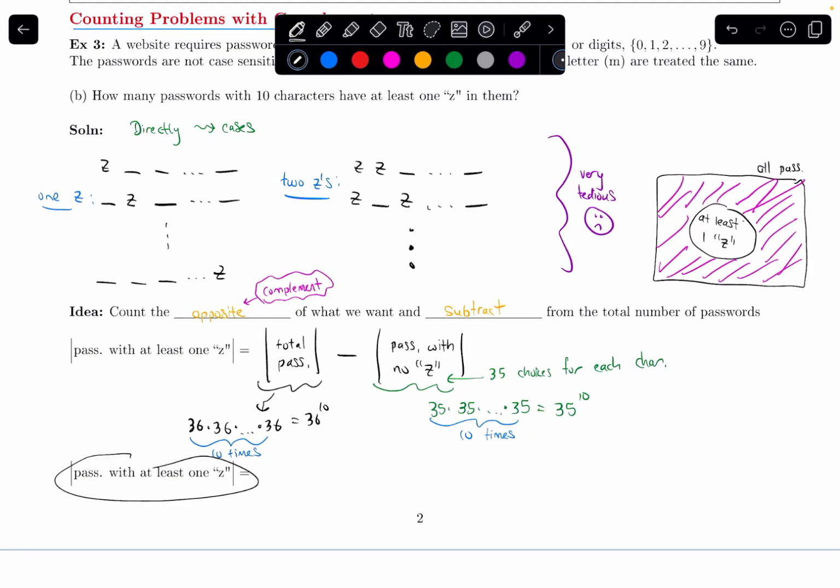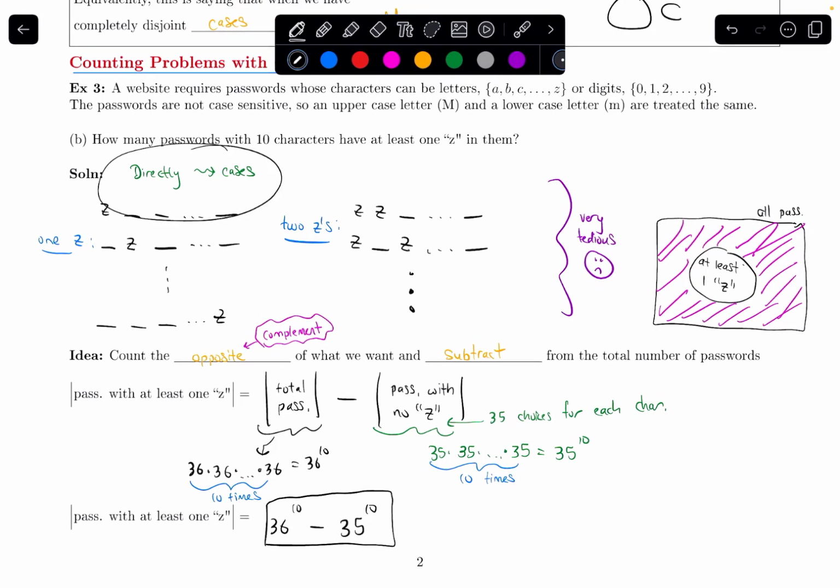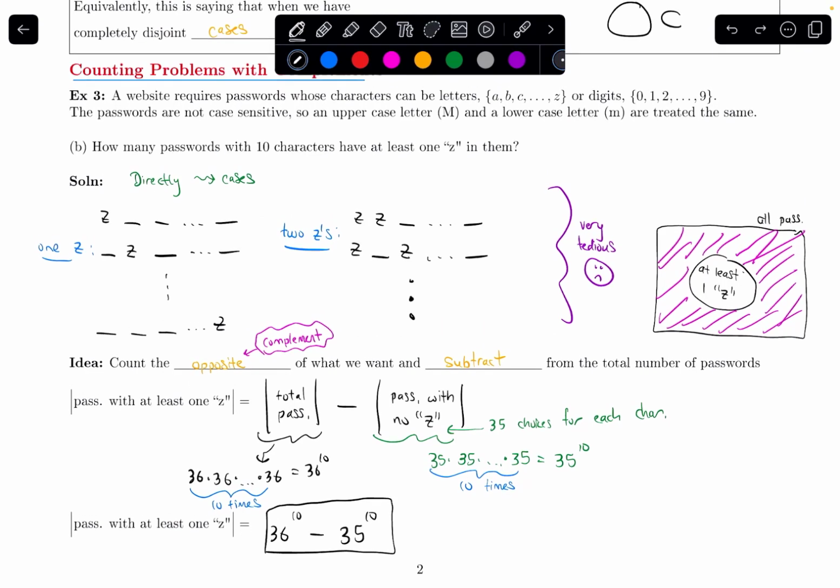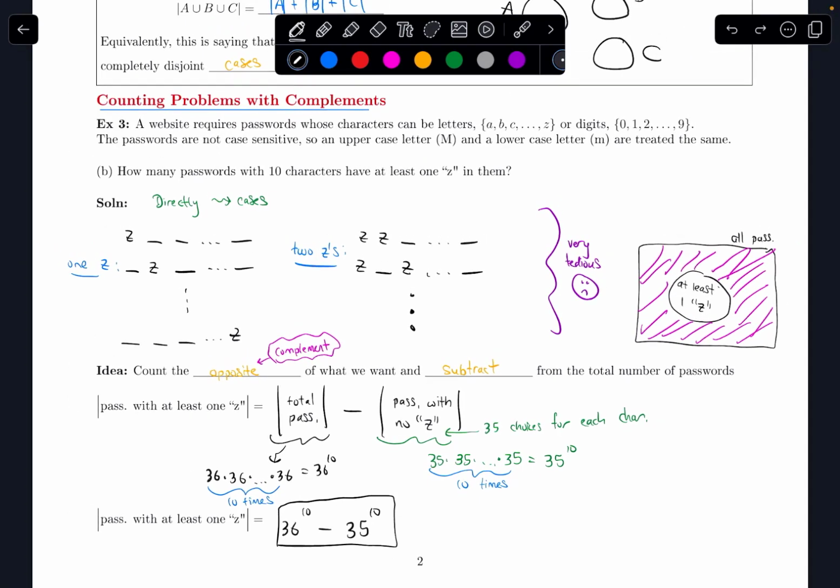The number of passwords that have at least one Z is equal to 36 to the 10, the total number of passwords, minus the number of passwords that have no Z, which is 35 to the 10. And we got it. And notice how much quicker that was than trying to do this directly with cases. So that is the real power of counting with complements. Sometimes trying to count whatever it is that the problem wants us to get is quite hard to do directly, but counting the complement is much easier. So that is a strong tip-off: whenever we see something that seems hard to count directly, try counting the opposite and use this complement idea.